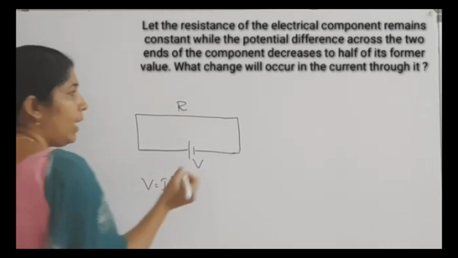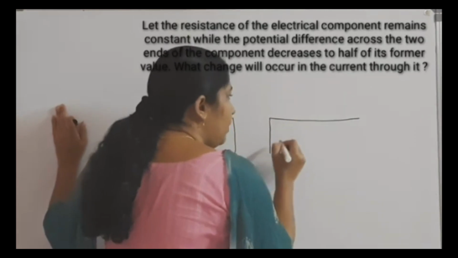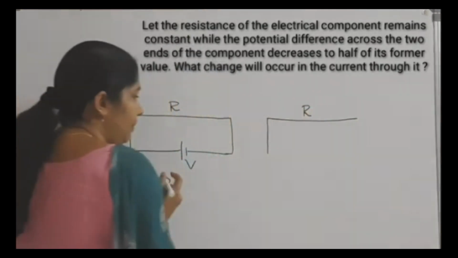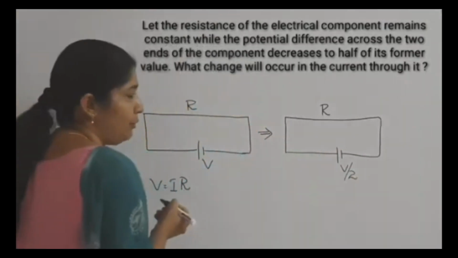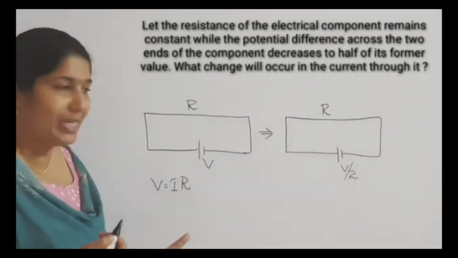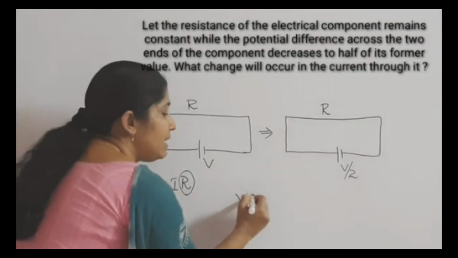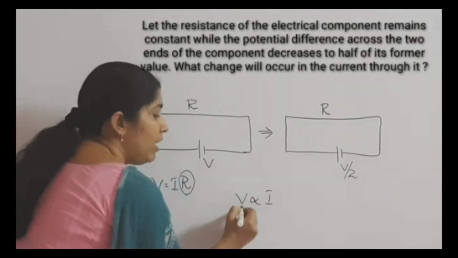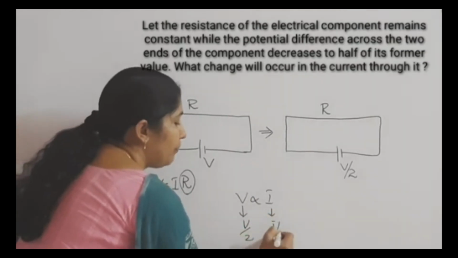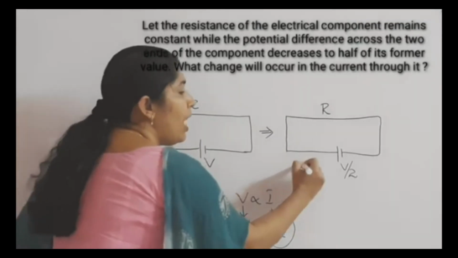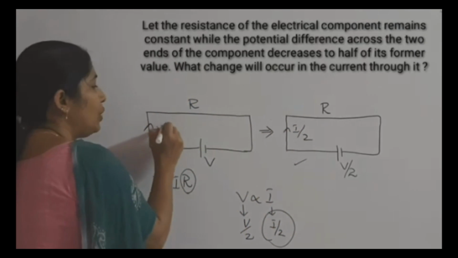Now keeping the resistance constant, the voltage applied to this resistor reduces to half. Then what will happen to the current flowing through it? From this equation, if R remains constant, V is directly proportional to I. Then when V changes to V by 2, current I changes to I by 2. That is, the current is reduced to half. I by 2 is the current flowing through this, and here the current flowing through it is I.